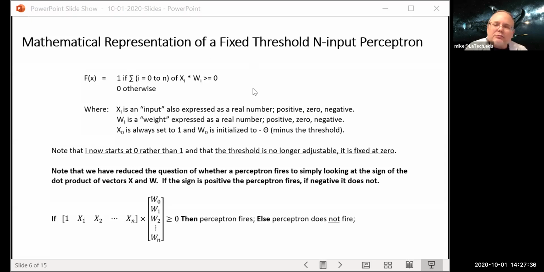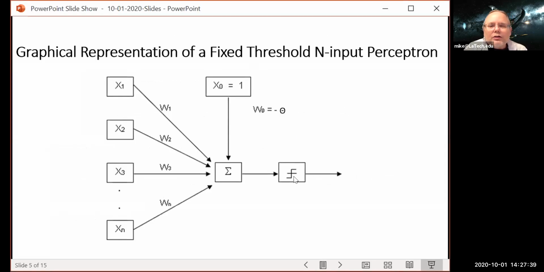No, let's be clear. You've almost got it, but I think I see where your confusion is coming in. The threshold here is 0. So the weighted sum of the inputs will be compared to 0. So it's fixed at 0. But you haven't really removed the threshold from the perceptron. You've just moved it to be a weight. So it's a weight, just like all the other weights.